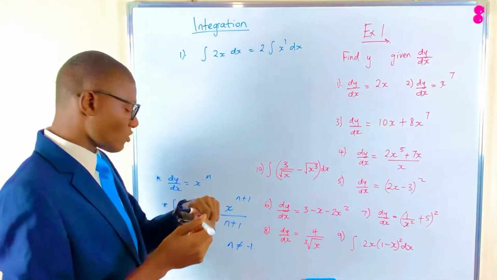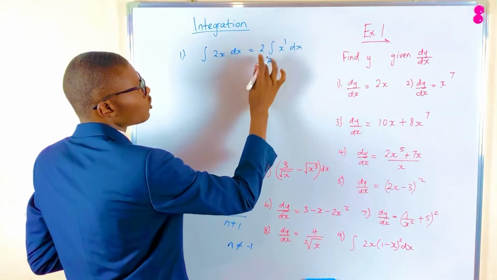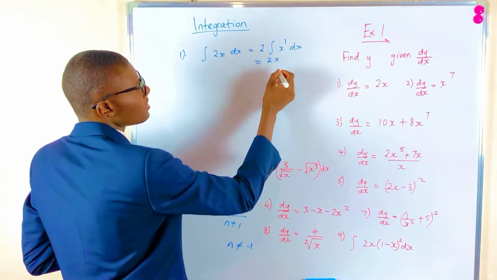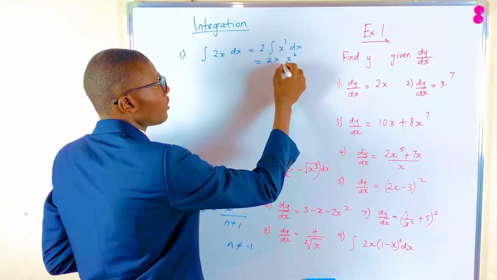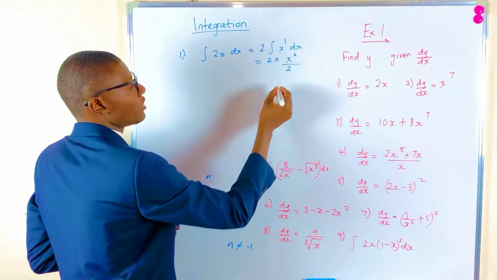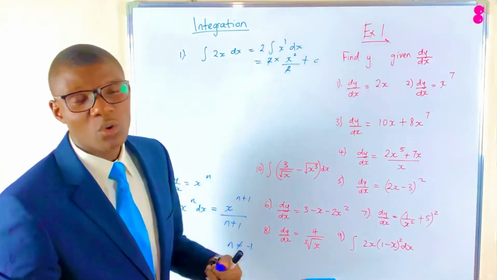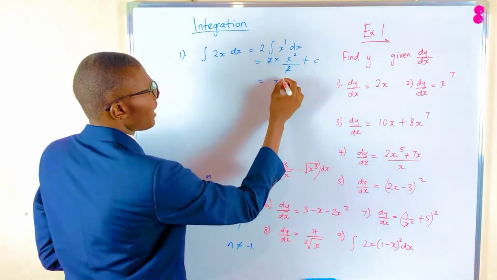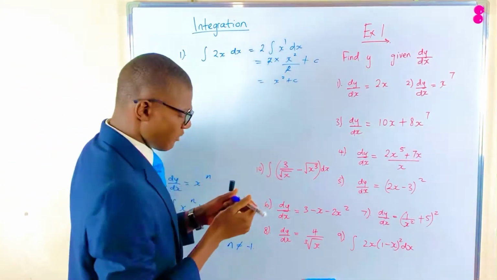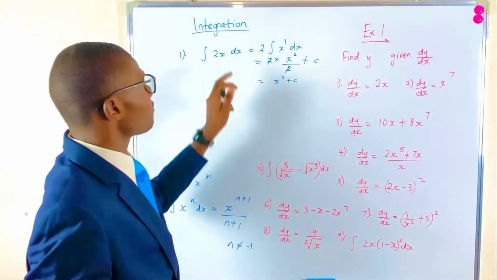This is x to the power of 1. So we said here we shall say 2 times x to the power of 1 plus 1, we get a 2, over 1 plus 1, which is 2. And then this and this will cancel, plus the constant c, which we call the constant of integration. So here we shall get x squared plus c. If you want to prove this result, we simply differentiate and see if we get back here.